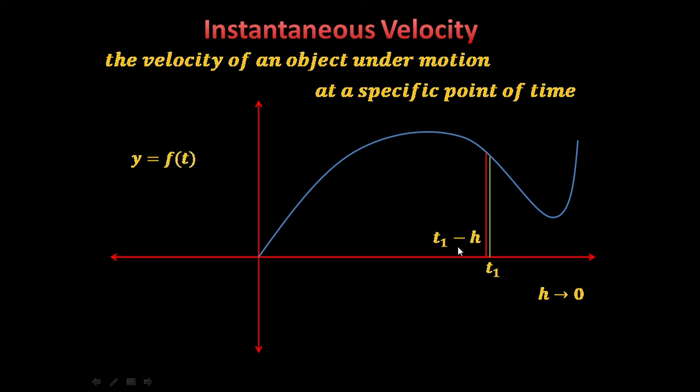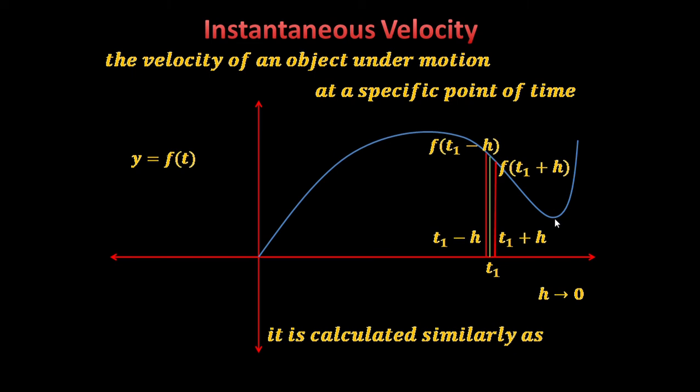So on the left hand side, we are considering t1 minus h, another point to the left of t1, where h tends to 0. This indicates the point t1 minus h is infinitesimally close to t1, and this point will be f of t1 minus h. Similarly, on the right hand side, if we consider t1 plus h, this also indicates that t1 plus h is very close to t1, and this point will be f of t1 plus h.